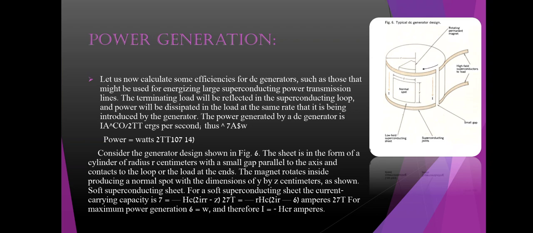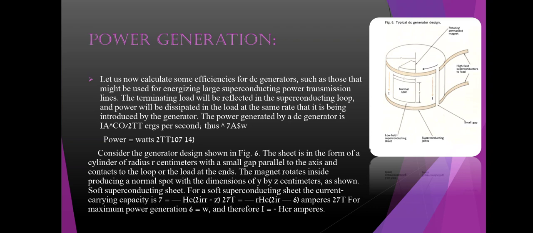Power generation. Let us now calculate some efficiencies for DC generators, such as those that might be used for energizing large superconducting power transmission lines. The terminating load will be reflected in the superconducting loop, and power will be dissipated in the load at the same rate that it is being introduced by the generator. The power generated by a DC generator is given in ergs per second.